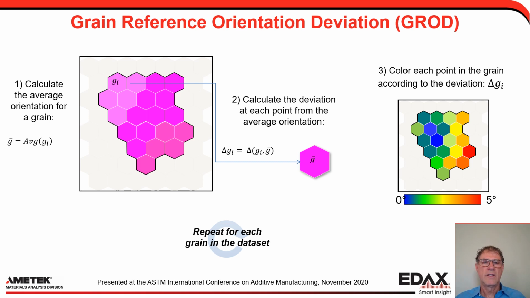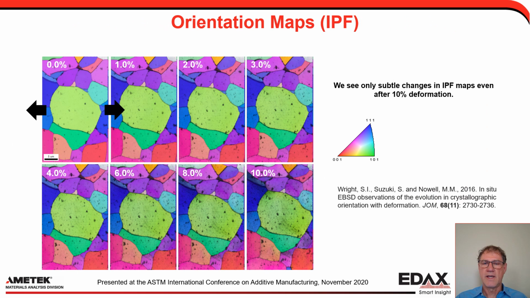Another way of looking at it is something we call a grain reference orientation deviation map. In this, we take a grain, we calculate the average orientation for a grain, and then we calculate the deviation of each point within the grain from that average orientation. And so now we color each point in the grain according to that deviation, as you can see there. So the red points being points that are a long ways away from the average, the blue being very near the average. Repeat the process for each grain in the data set.